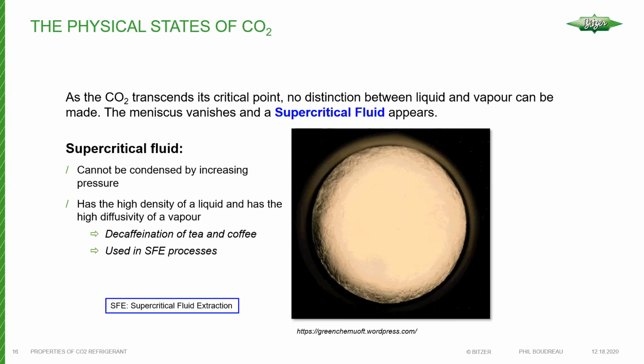So as the CO2 transcends the critical point, as I mentioned, no distinction between liquid and vapor can be made, and the meniscus completely vanishes and a supercritical fluid appears. So if you want to know what it looks like, there it is right there. I know, not a lot to see there.